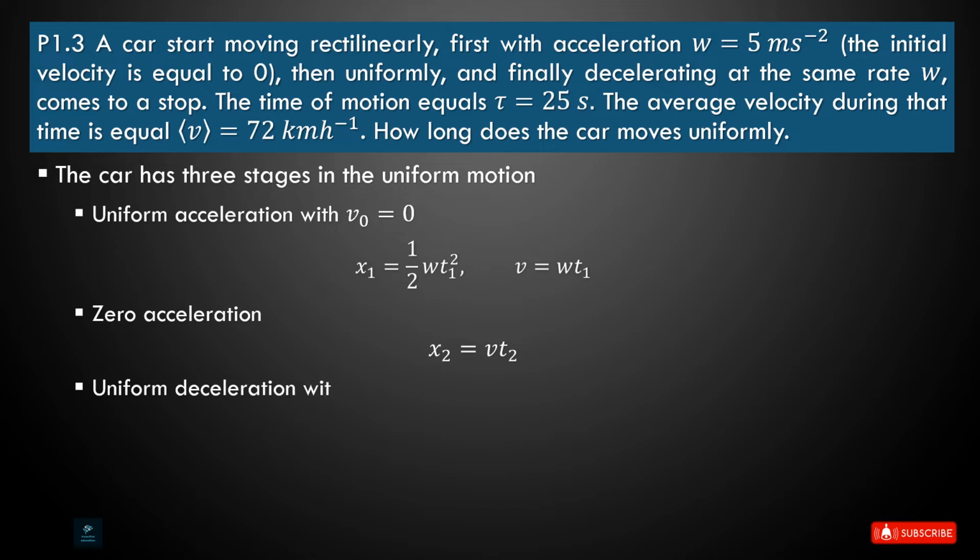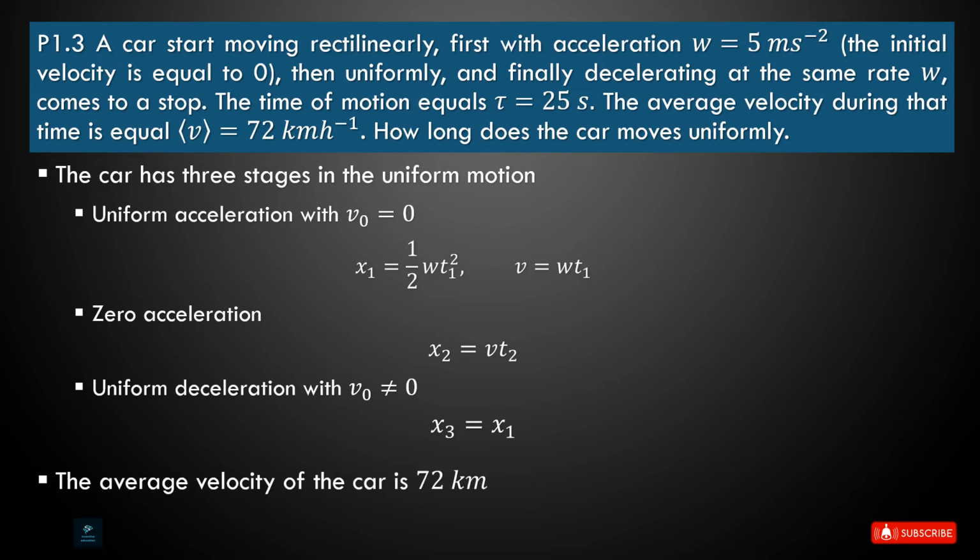The third stage is uniform deceleration with initial velocity not equal to 0. Here the distance traveled will be equal to x1 because the car is decelerating at the same rate as it was accelerating and the initial velocity is the same as the final velocity of the uniform acceleration. Therefore, the average velocity of the car is 72 km per hour, which can be converted to give 20 meter per second.